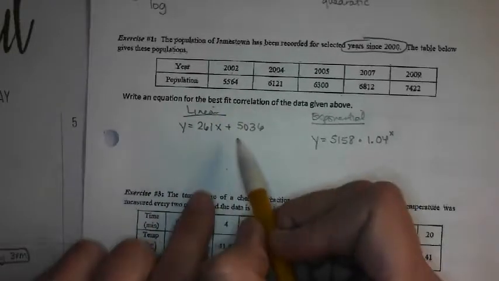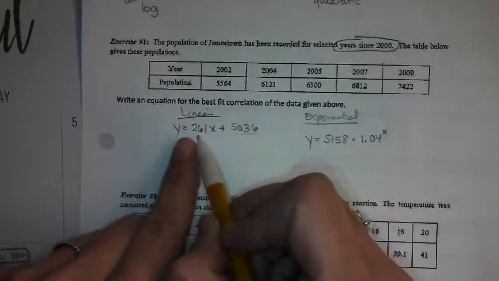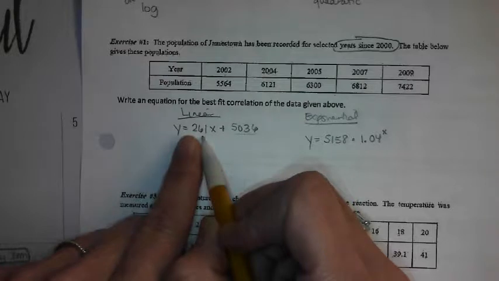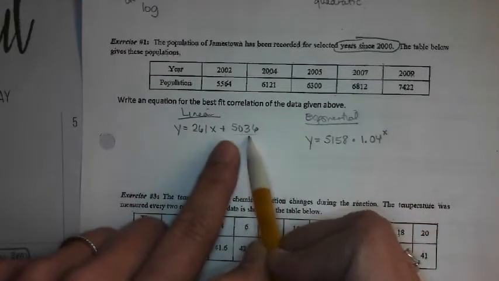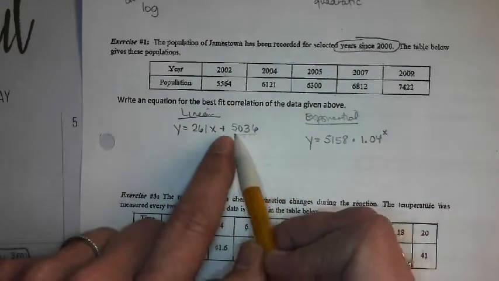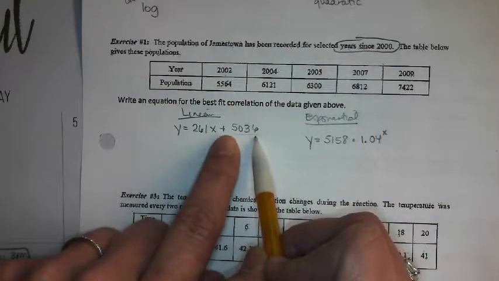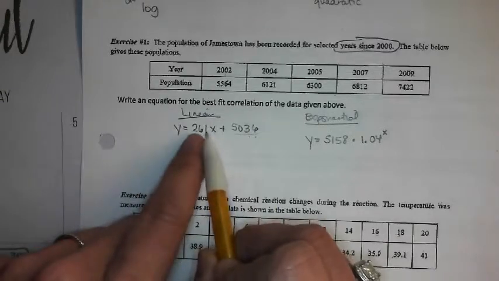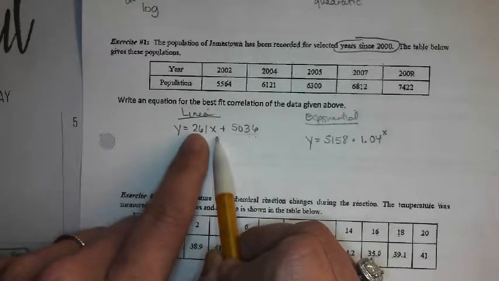In a linear, this is my y-intercept, this is my slope, yes? So they would say in the year 2000, because that's my y-intercept, years since 2000, there is a population of 5,036, and it's growing by 261 people per year. Okay?